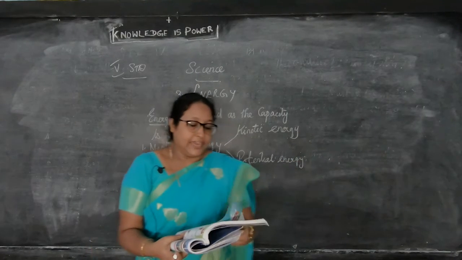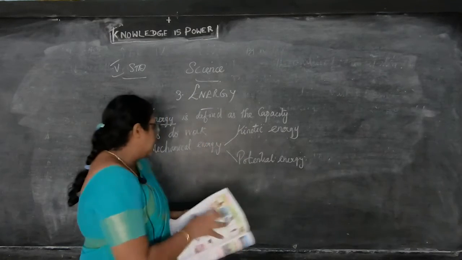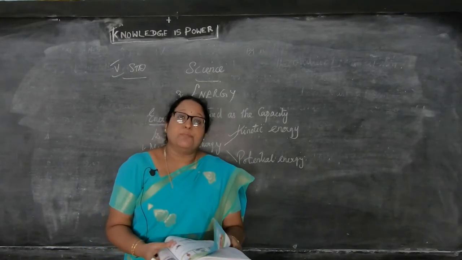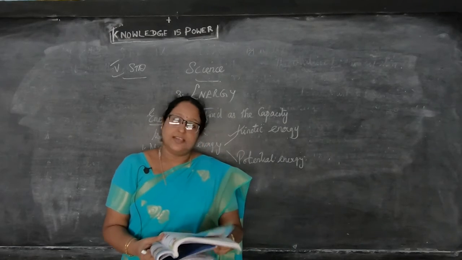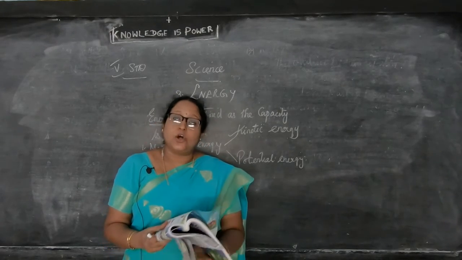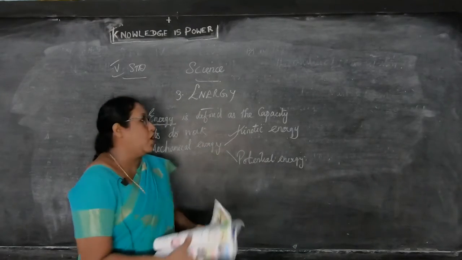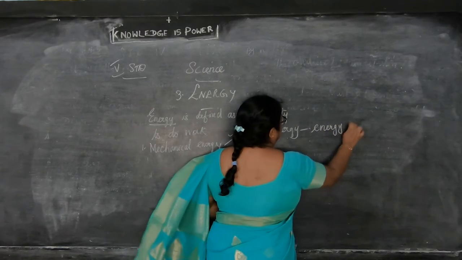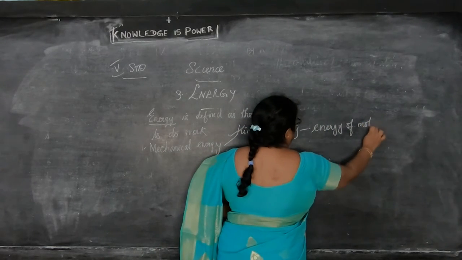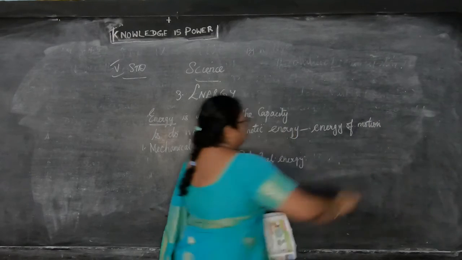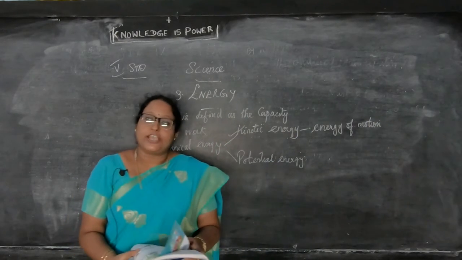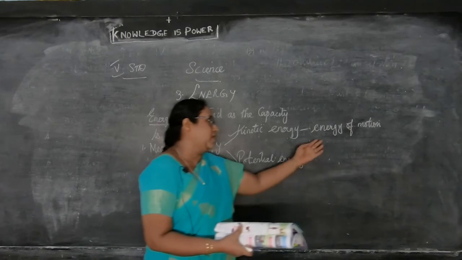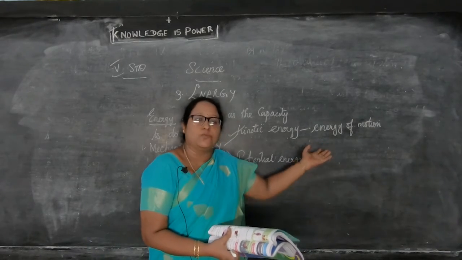First we will see kinetic energy. Energy possessed by a moving object is known as kinetic energy, and it is also known as the energy of motion. Motion is nothing but movement. Energy possessed by a moving object is kinetic energy, otherwise known as the energy of motion.